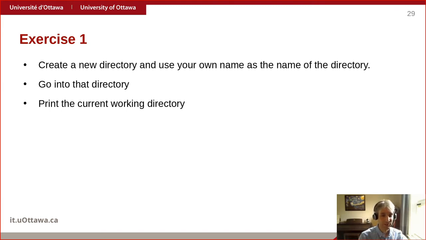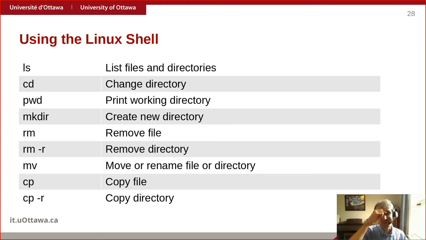Actually, I think I forgot to say one very crucial thing. In these commands for change directory and make directory, you put the argument behind it. So if you want to change to a directory called Jarno, you would type cd space Jarno. If you want to create a directory, it would be mkdir space Jarno. I probably should have mentioned that.